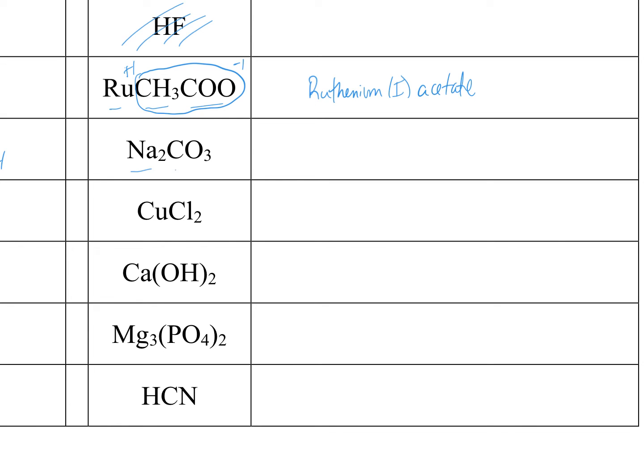Next, we've got sodium carbonate. And again, I apologize, that C should be lowercase in the second word. Here we have copper with 2 chlorines. So this would be copper 2 chloride. Next, we've got calcium with OH, which is hydroxide. So that's calcium hydroxide.